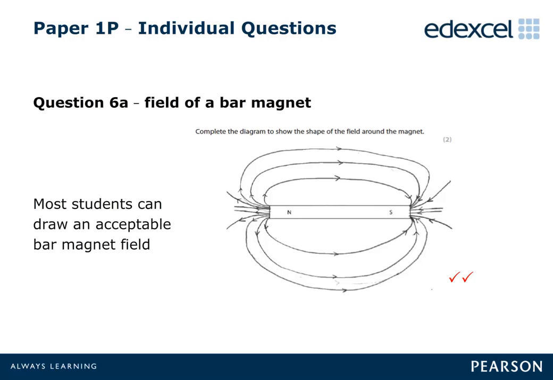Question 6 was about magnetic fields. Some students drew field lines that crossed or mistook the direction of the field lines, but most did well with their bar magnet field. The good example shown here gets 2 marks.